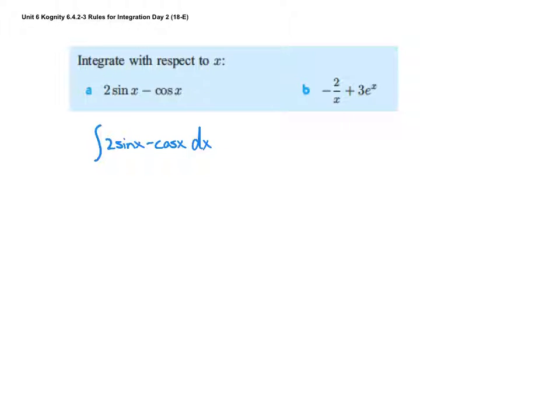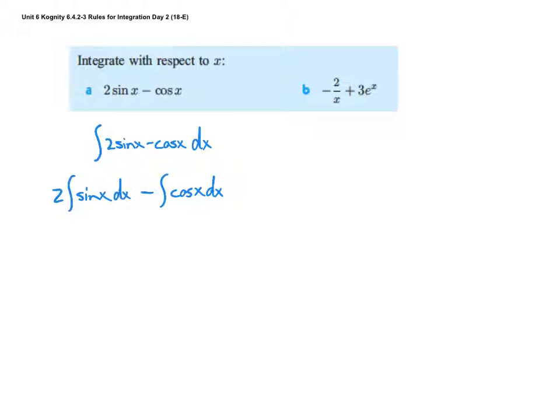Now, just like with derivatives, if you have multiple functions that you're taking the derivative of all at once, you can just handle them one at a time as long as they're being added or subtracted. Okay? So, I don't have to write it out this way, but I can think about it this way: 2 times the integral of sine of x dx minus the integral of cosine x dx. Now again, you may not write that out that way, but that's at least how you can think of it to figure it out.